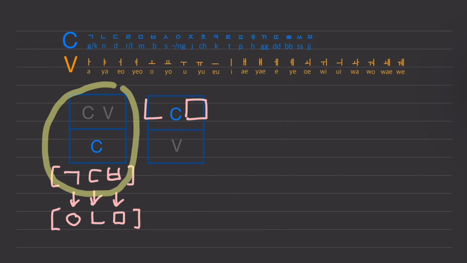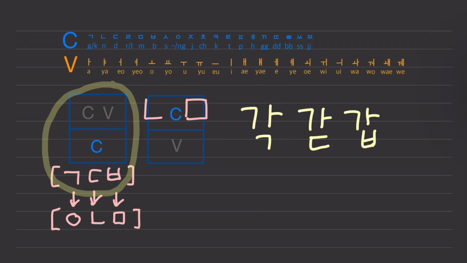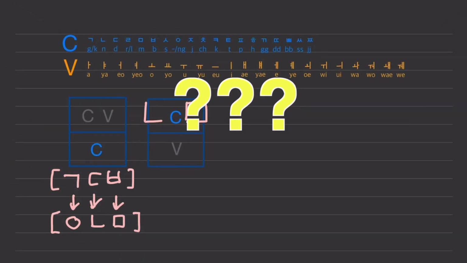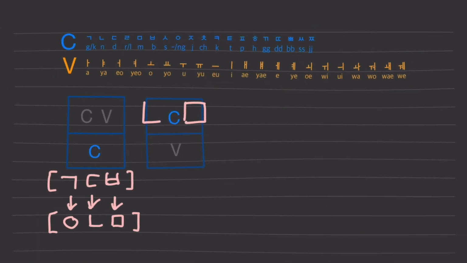This is about Batchim that ends in a stop sound like kat, kat, kap. When these letters are followed by n or m, the Batchim sound changes to one of these. Huh? No worries, it's a lot easier with examples.